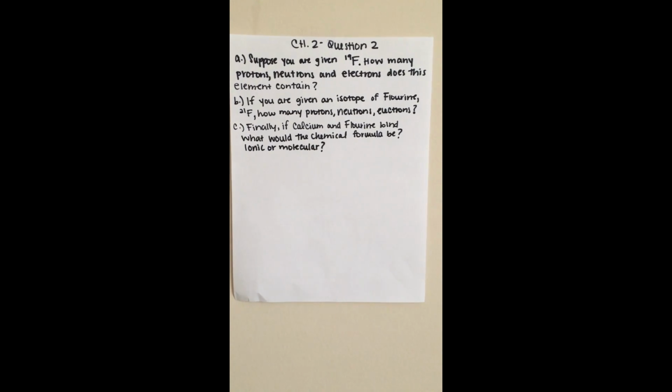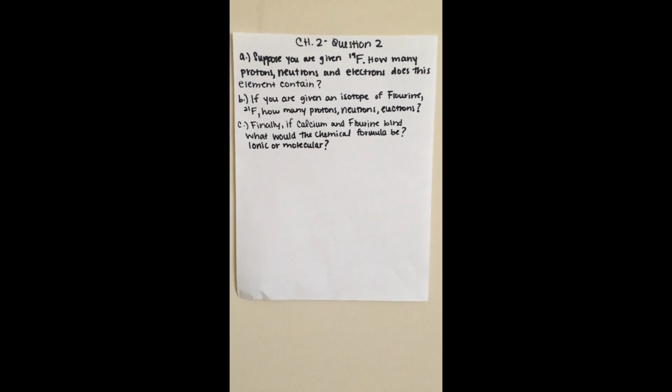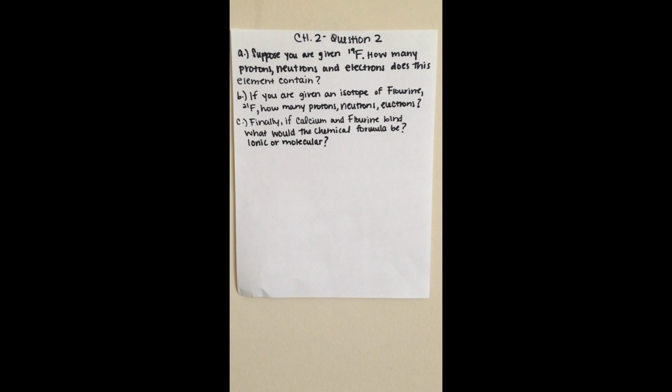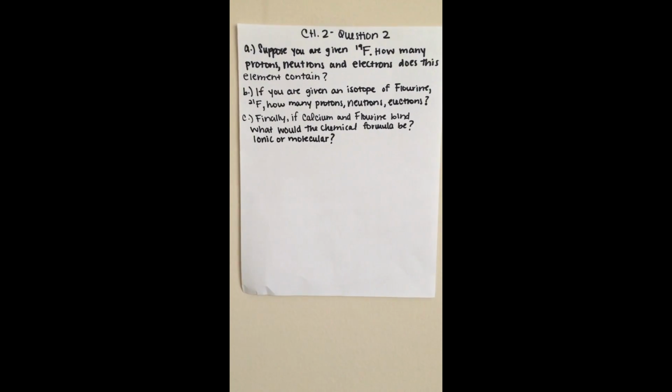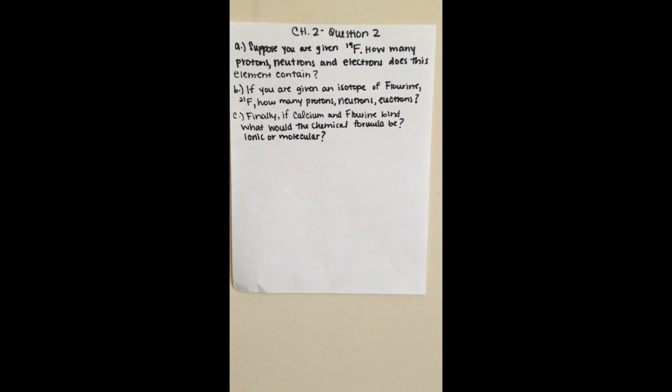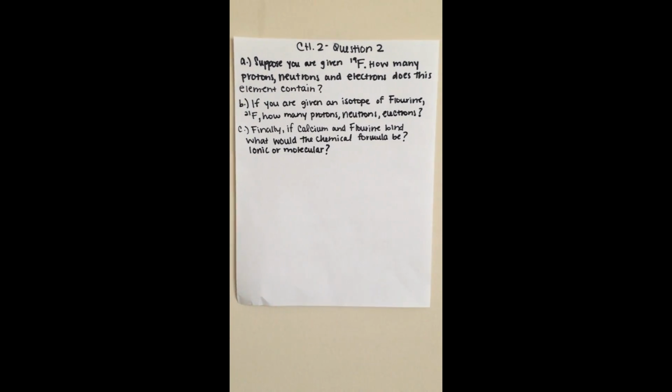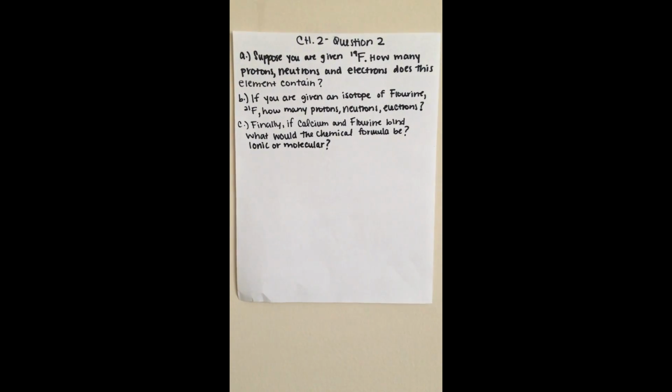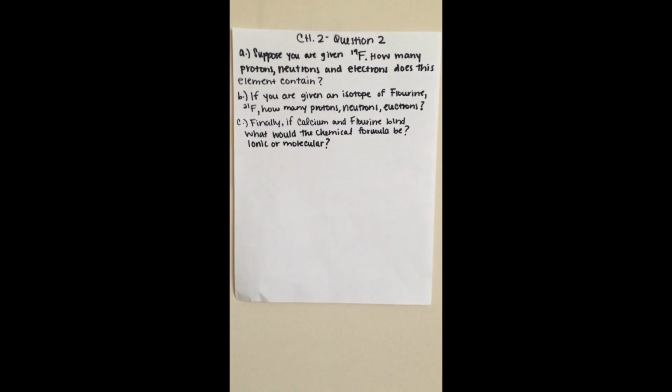Okay, this is a multiple part question. So part A reads, suppose you are given F19. How many protons, neutrons, and electrons does this element contain? Part B: if you are given an isotope of fluorine, F21, how many protons, neutrons, and electrons does this contain?